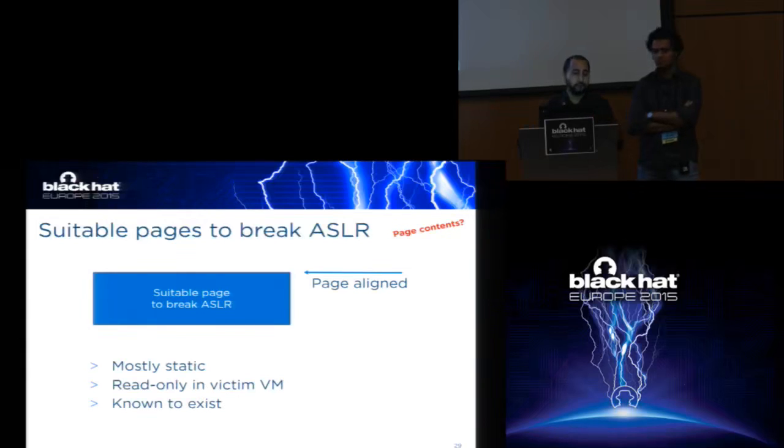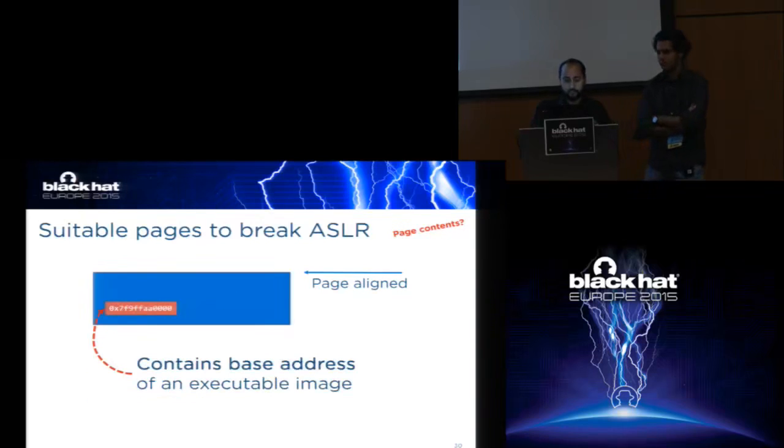Next, the page has to be mostly static because it takes some time till these pages are actually found. So if the page changes in the victim VM's memory, then this sharing will just not happen. So ideally it's read only in the victim VM, and we need to know that it exists. So it needs to tell us something about the address space layout or about the randomized base address. So ideally, we have all these criteria met, plus this page should contain the randomized base address of an executable image. So that's the best case.